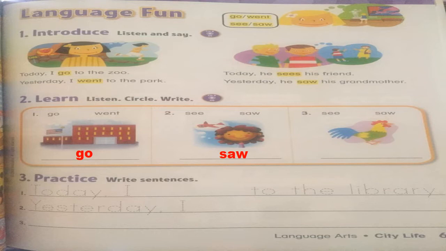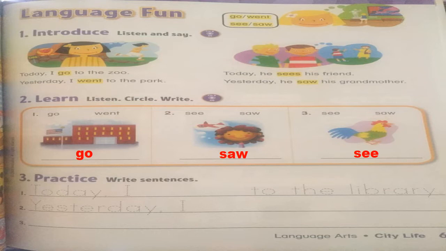Number three. Today, I see a rooster. Today. The key is today, so it is present simple. Will you use see or saw? Excellent. See.